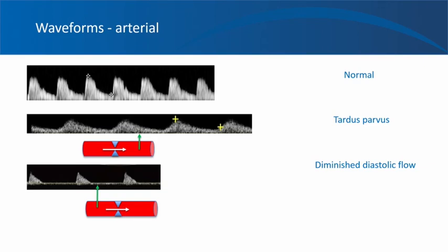So tardus means prolonged systolic acceleration, that is, a slow upstroke. Here, see the upstroke is nice and brisk. Here it's slow, that's called tardus. And parvus means small systolic amplitude and rounding of the systolic peak. See the amplitude here is much higher compared to this waveform.